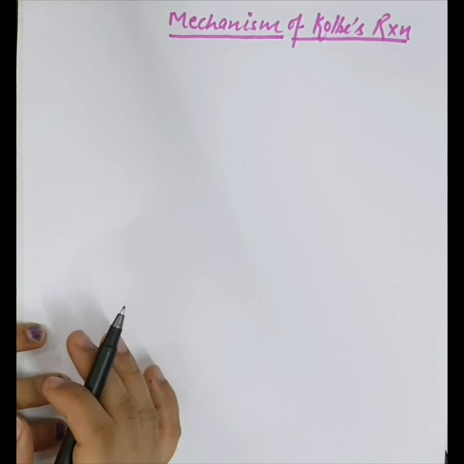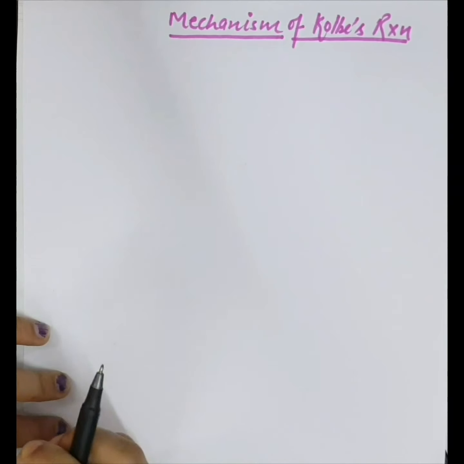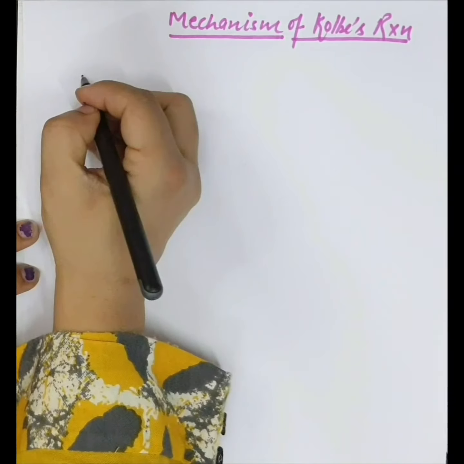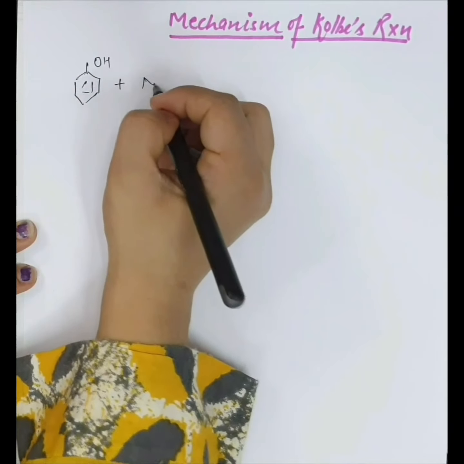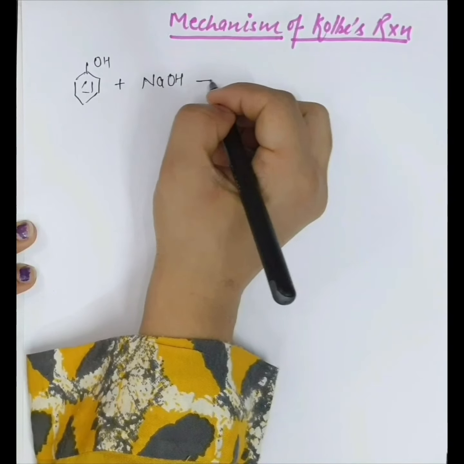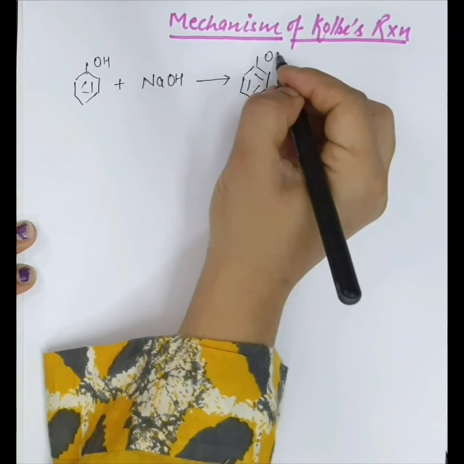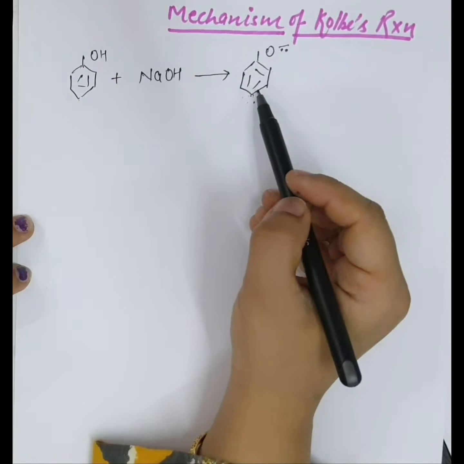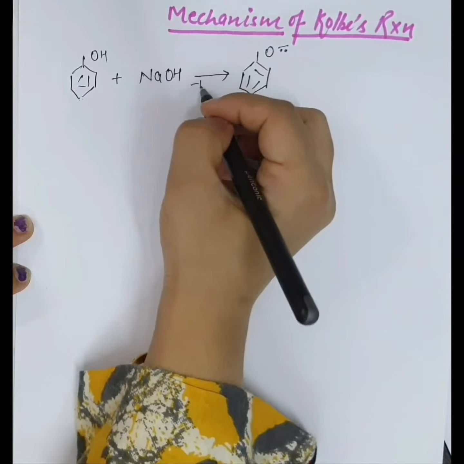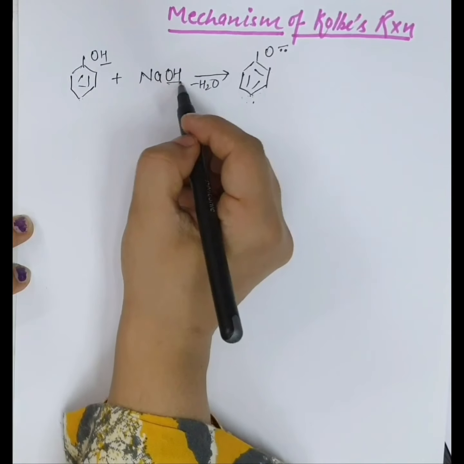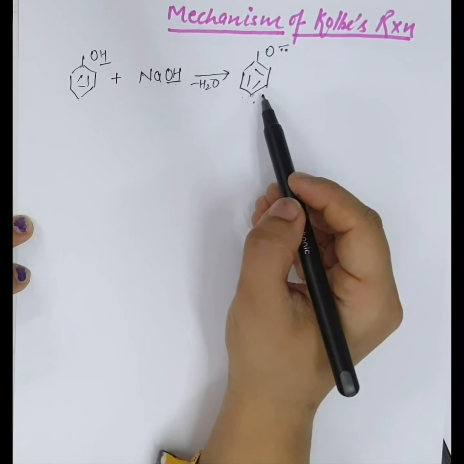Actually the mechanism of the Kolbe reaction is almost similar to the Reimer-Tiemann reaction, with a minor difference. First of all, phenol reacts with NaOH and forms phenoxide ion. As we know, phenoxide ion is more reactive than phenol, so it is easily formed in the solution by the removal of an H ion from the phenol and an OH ion from the sodium hydroxide, forming water as a side product.